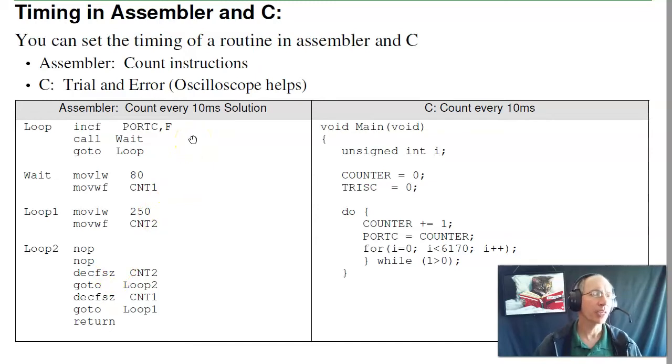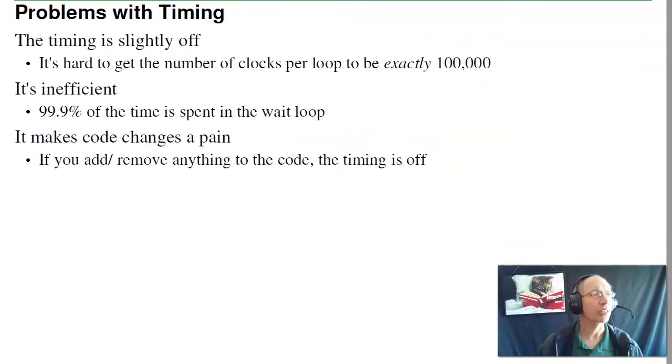I can do the same thing in C. In C, just set up a for loop. Each loop takes so much time. Use an oscilloscope or guess again until I get this to be 10 milliseconds. Then I can have this loop wait 10 milliseconds and likewise have a timer that counts every 10 milliseconds. That you can do. There's a couple of problems with that though.